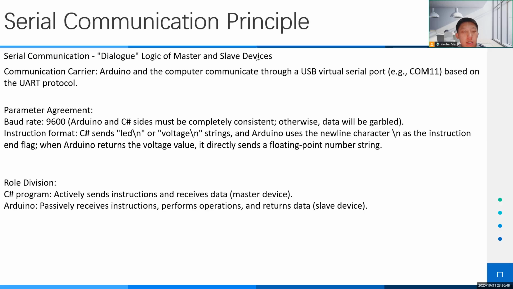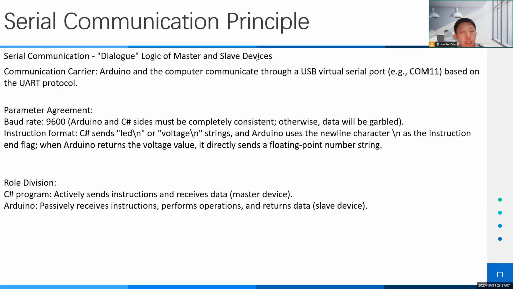Baud rate: 9600. If one uses 9600 and the other 19200, the data becomes garbled, like speaking too fast or too slow.